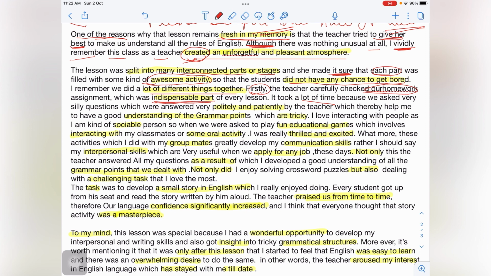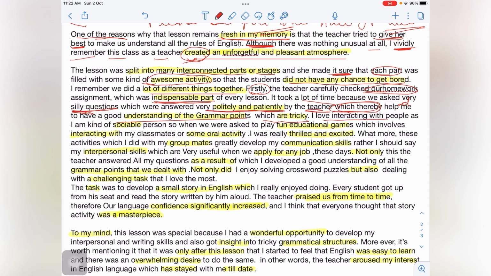It took a lot of time because we asked very silly questions. Okay, you were asking very silly questions, which were answered very politely and patiently by the teacher. So she answered very politely, she was not rude, which thereby, see this structure, thereby means resulted in, which thereby helped me to have a good understanding of the grammar points which are tricky. Even now the grammar points are tricky for you, but you had an understanding. That is why that R is used.